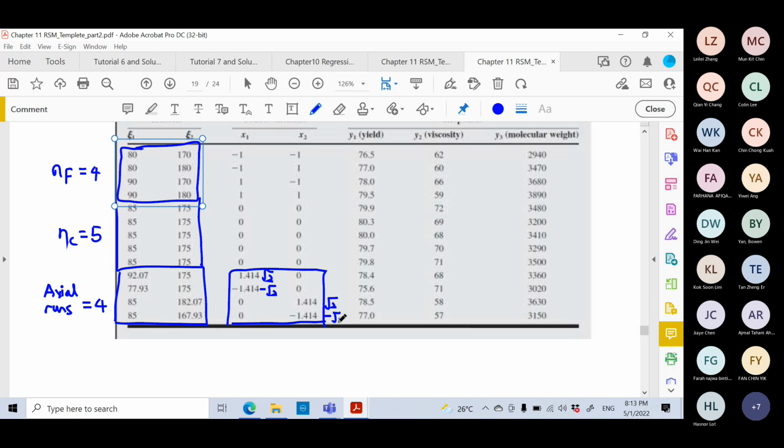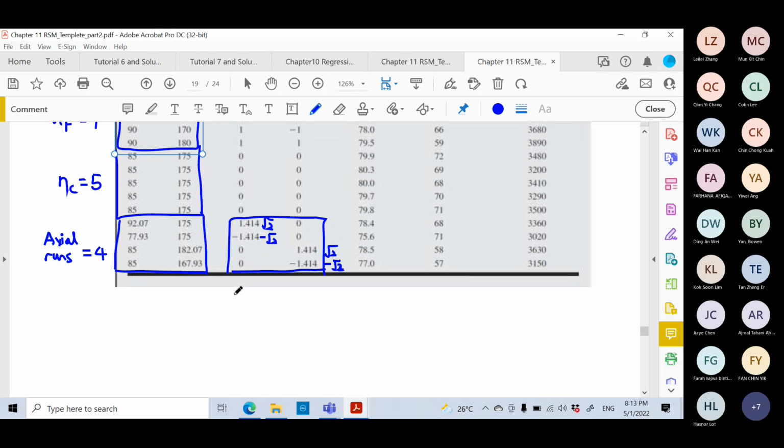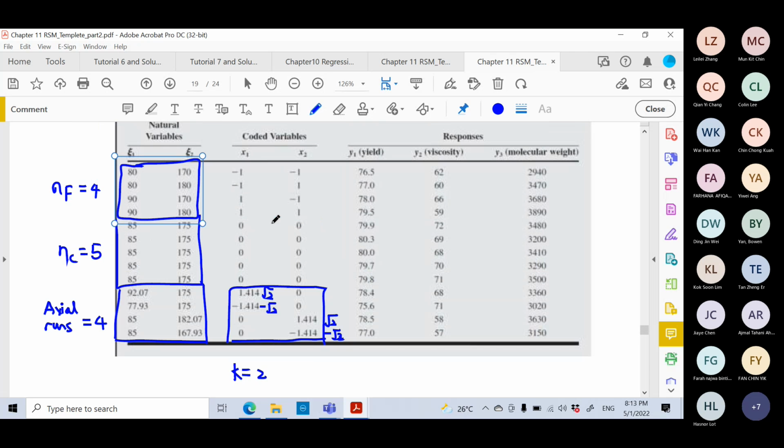This one is a negative square root of 2. So I will explain to you why there is a 2 here. The 2 here actually refers to the k. The k is equal to 2. Later on, at the end of this part, you can see that this value is actually the square root of the k here. Okay, so from the 1.414, you can convert it back.